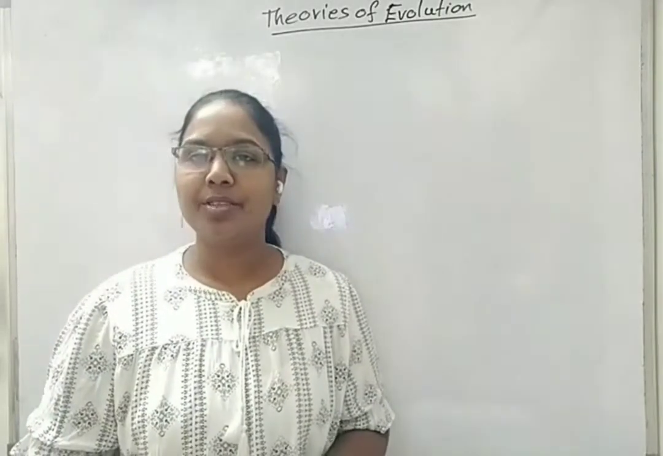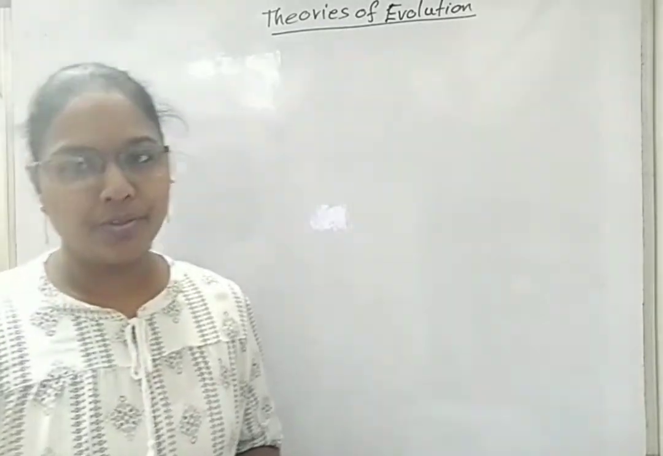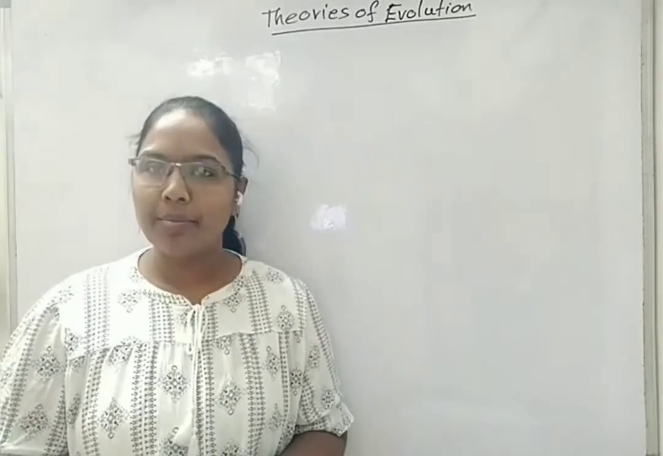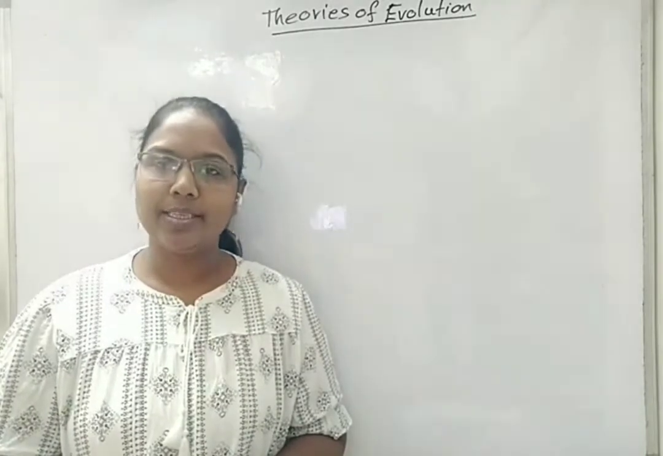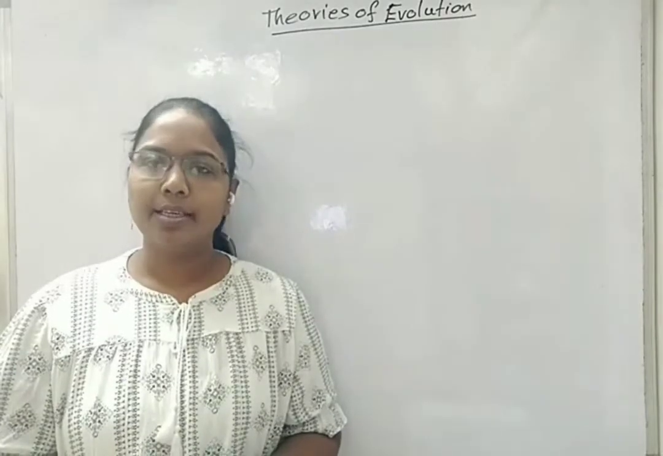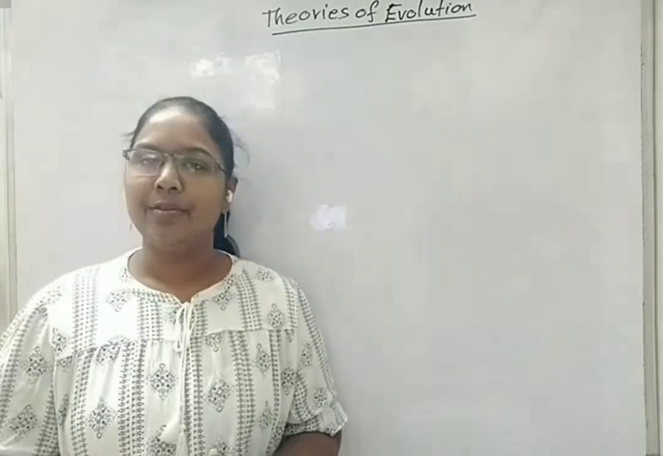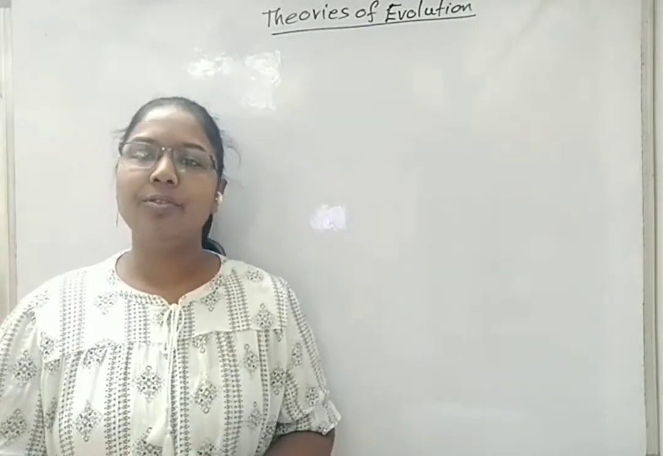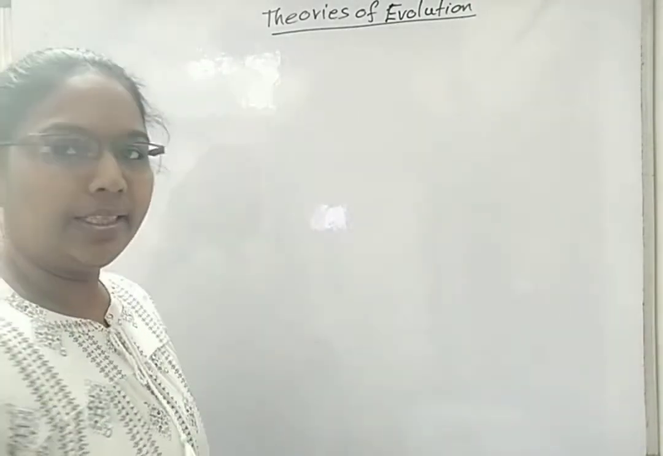Hello students, now we will start with a new topic, that is theories of evolution. In theories of evolution, we have four different types of theories. One is Lamarckism or Lamarck theory of evolution. Second one is Darwinism or Darwin theory of evolution. Third one is mutation theory given by Hugo de Vries. And fourth one is Neo-Darwinism or synthetic theory of evolution, that is also called the modern theory.